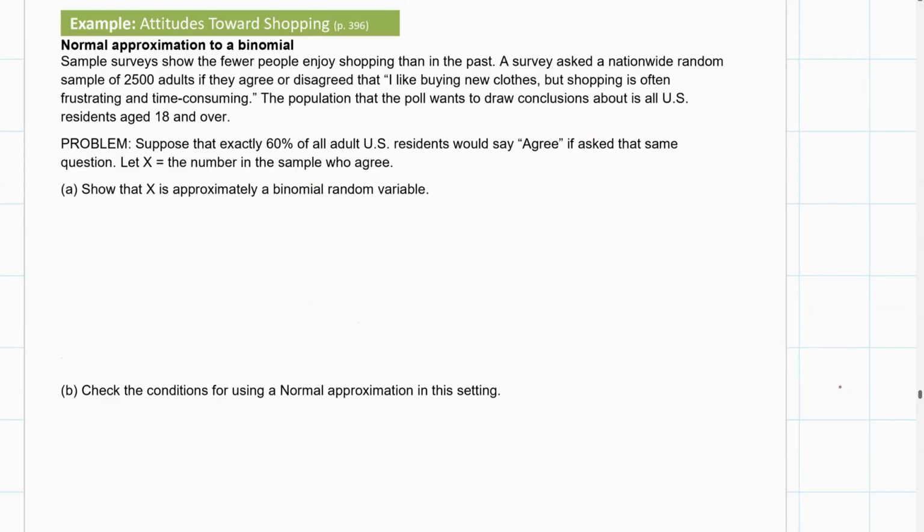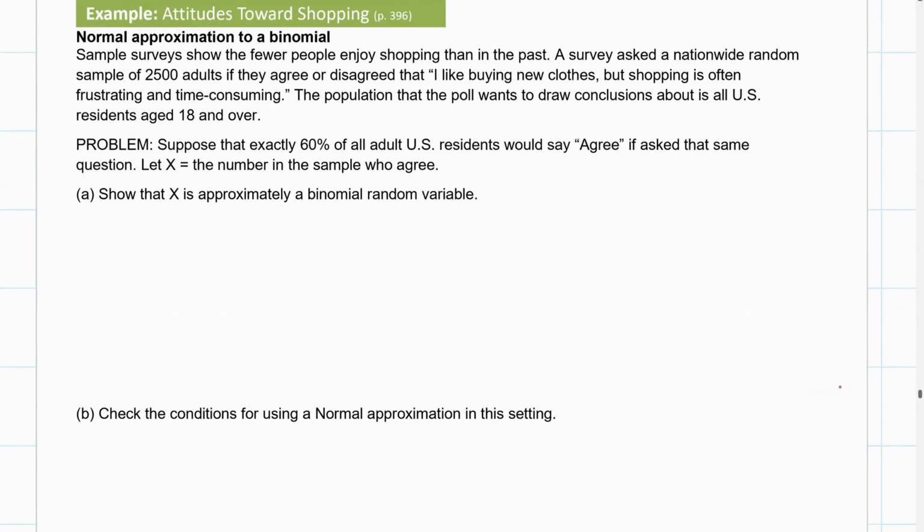It says sample surveys show that fewer people enjoy shopping than in the past. A survey asked a nationwide random sample of 2,500 adults if they agree or disagree to the statement, I like buying new clothes, but shopping is often frustrating and time consuming. The population that the poll wants to draw a conclusion about is all U.S. residents aged 18 or over. Suppose that we know that exactly 60% of all adult U.S. residents would agree to the statement. Now, let X be the number of people who would agree.